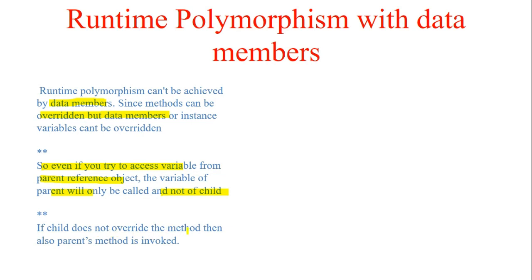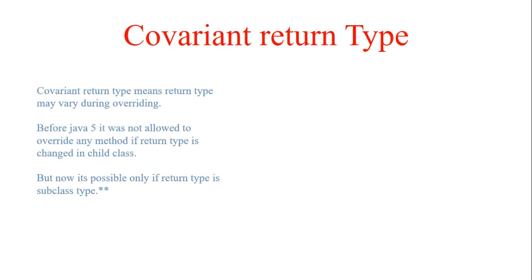Now if the child does not override the method, then also the parent's method is called. So what happens if I have a parent reference variable and the memory is given to the child, but the child does not override that method? Then, if the parent has that method, the parent method is called. I will show you this in the next video where I am going to implement it.